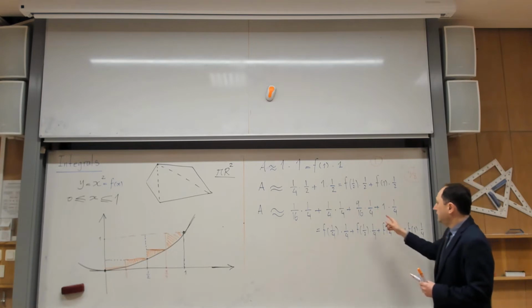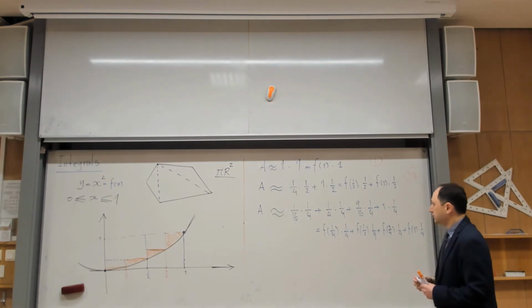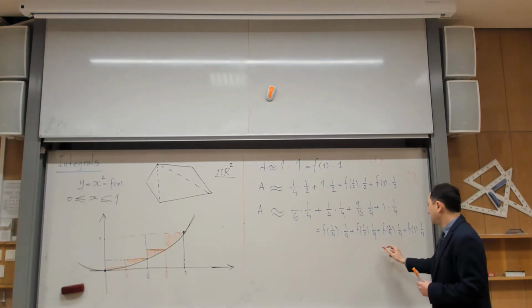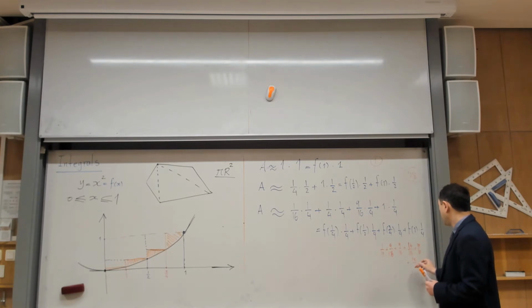Yes. And then here, by the way, you see 1/4, 1/4, 1/4, 1/4 is in common, so I can pull it out. And then what I have to add is 1/16 plus 1/4 plus 9/16 plus 1. So I can write it as 4/16. I can write it as 16/16. So it is 10, 14, 30/16. If I simplify it by 2 it is 15/8. And then I multiply it. So it's 15/32.